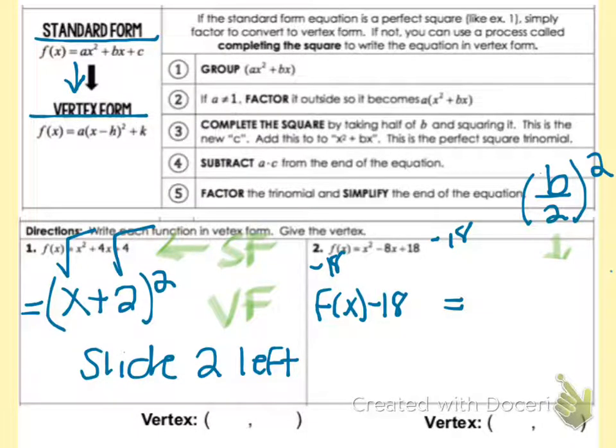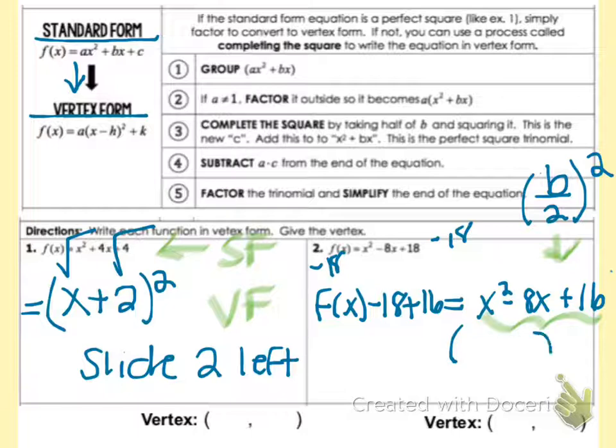I'm sorry, I'm going to rewrite that because I usually leave myself a little more space than that so I can add this on. So remember I took half of the b and squared it, and I got 16, so I'm going to add 16 here. But then you know how that works with the addition property of equality. If you add something to one side, you have to add it to the other. So I have to add it on this other side. So now I've created this perfect square trinomial. So I'm going to go ahead and factor it now.